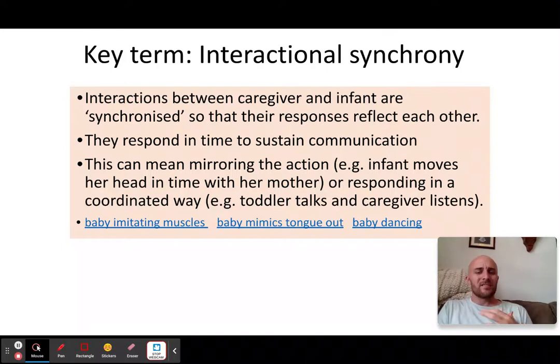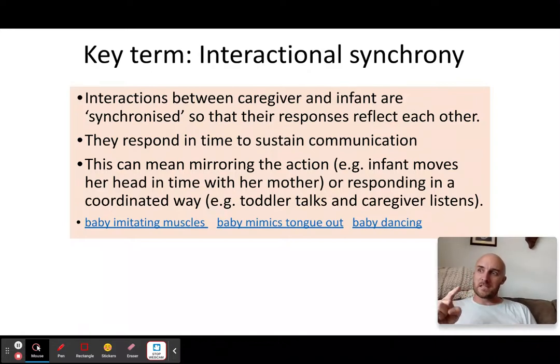So this is largely movement, so it can mean mirroring the action. So the infant moves her head in time with the mother. So maybe they're doing that, for example, just, I don't know, playing a weird game with each other. Babies can't really do much. They are absolutely useless, by the way. They can do nothing. But then they're kind of doing that, right? But they're doing it at the same time. That is a form of communication.